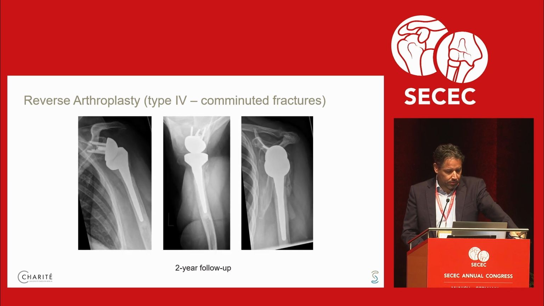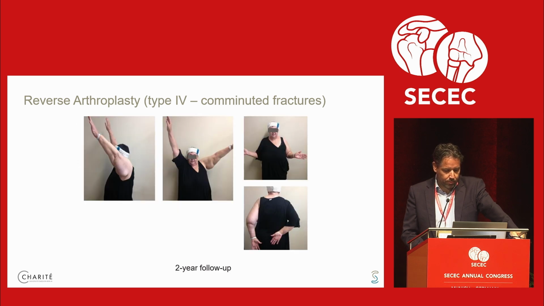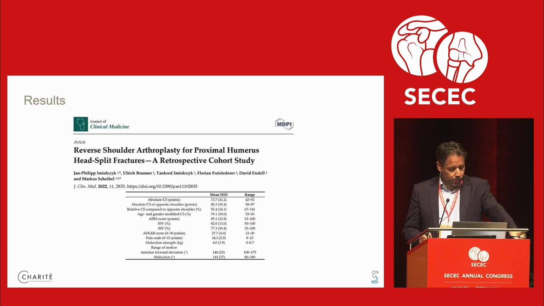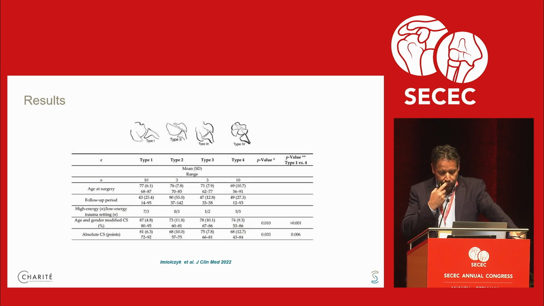Of course, in comminuted fractures, and that's the last case, reverse shoulder arthroplasty is the way to go. This is a lady with a 2-year follow-up with quite good functional results. And together with Uli Brunner, we looked at our head split fractures treated with reverse in a prospective cohort with pretty good functional outcome. And we were even able to compare type 1 and type 4 head split in terms of functional outcome.